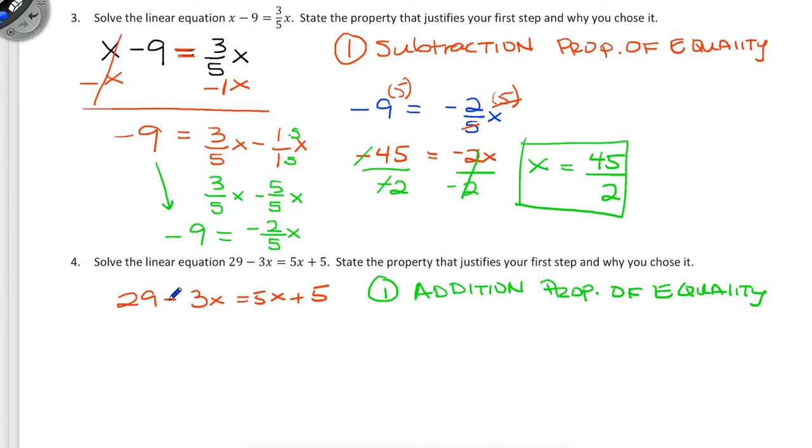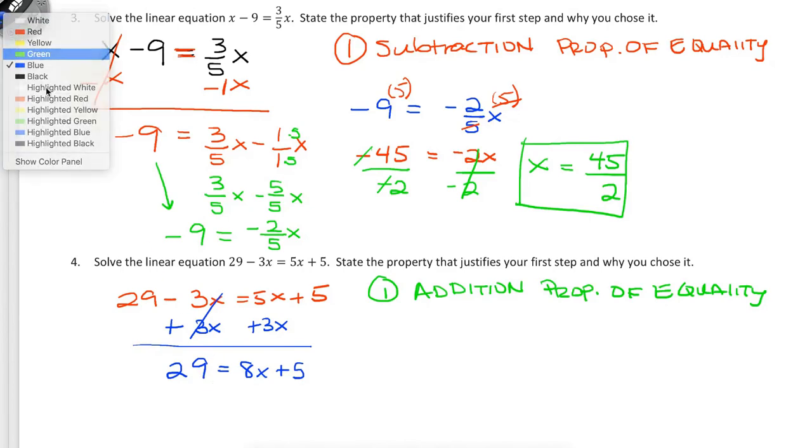And what's the opposite of subtracting 3x? It would be adding 3x. So that's where that addition property comes in. And what you do to one side, you're going to do to the other. My 3x's cancel, leaving me with 29 here. 5 plus 3 gives me 8x, and bring down my 5. 8x plus 5 gives me 29.